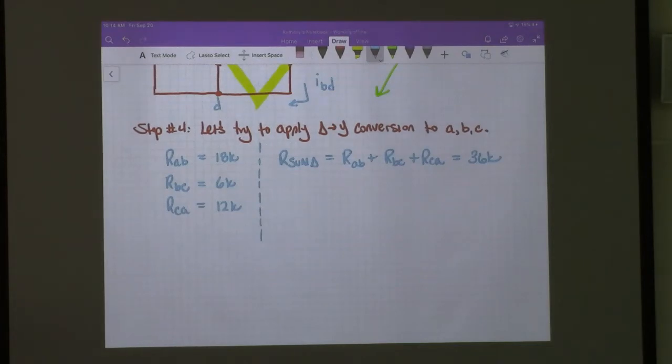Now let's go ahead and calculate what our RA, our RB, and our RC will be. And note that those names RA, RB, and RC don't necessarily make sense with respect to our circuit. They're more like definitions we're using as part of the delta to y conversion. We'll probably have to give them a better name when we inject them back into the circuit.